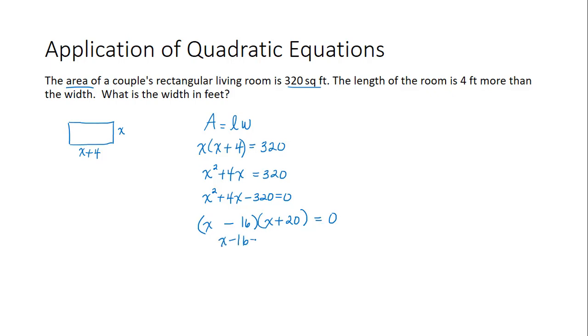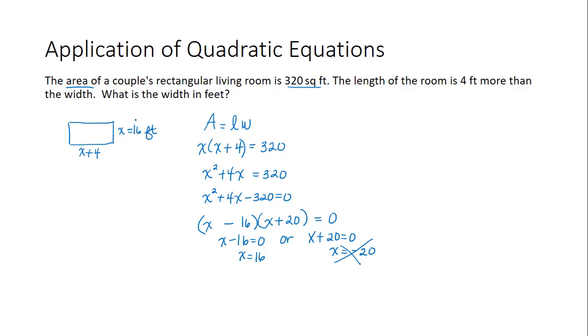Set each of those factors equal to 0 to get X minus 16 equals 0, or X plus 20 is equal to 0. Add 16 to get X equals 16, or subtract 20 to get X equals negative 20. Keep in mind that X represents the width of the room, so it cannot be a negative value. So X is 16 feet.